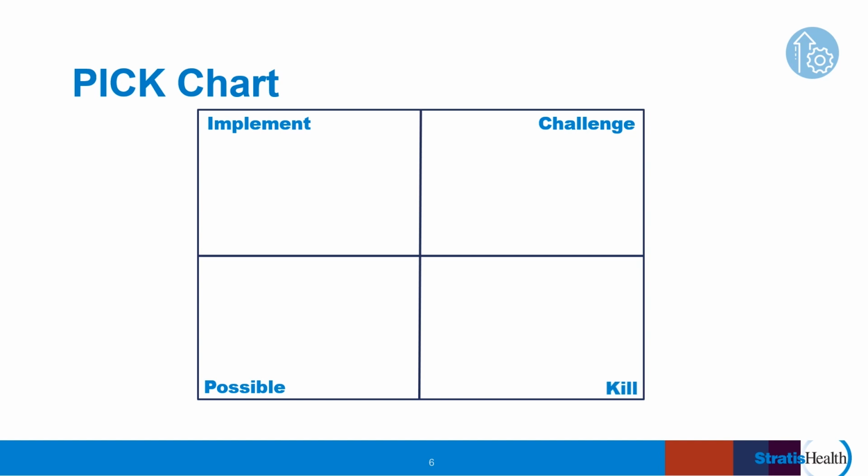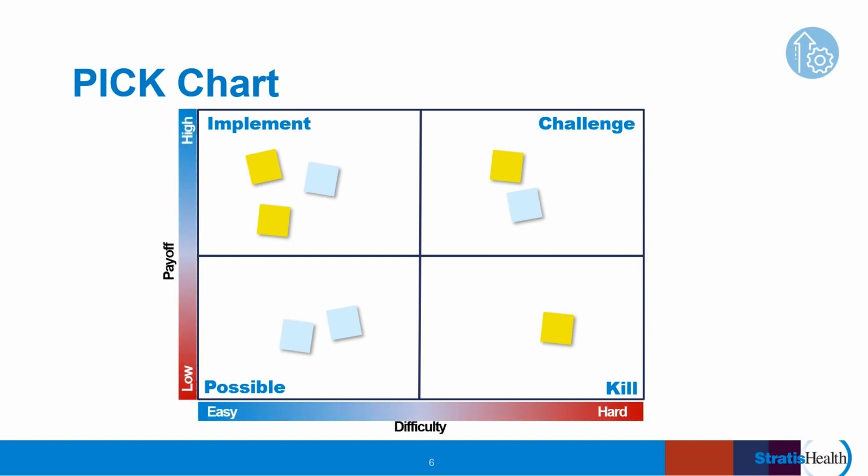Individual improvement ideas can be written in virtual whiteboard apps or on sticky notes, and team members can place the ideas into the quadrant where they feel the idea fits best. Sometimes when you're working with a pick chart, it's helpful not to put those nicknames into the quadrants because it's hard for somebody to put an idea in a quadrant labeled kill. Instead, it may be easier to think of the idea as something that's hard to do with low payoff.